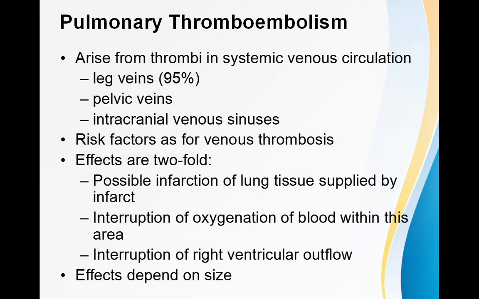Pulmonary thromboembolism. Emboli arise from thrombi in the systemic venous circulation, 95% in leg veins, pelvic veins, intracranial venous sinuses. Risk factors are as for venous thrombosis. Effects are twofold: possible infarction of lung tissue supplied by the infarcted vessel, with interruption of oxygenation of blood within this area, and interruption of right ventricular outflow. Effects depend on size.